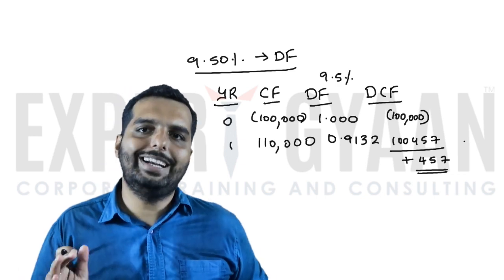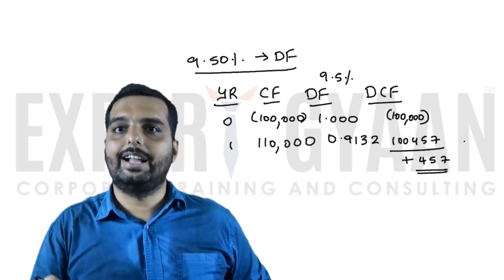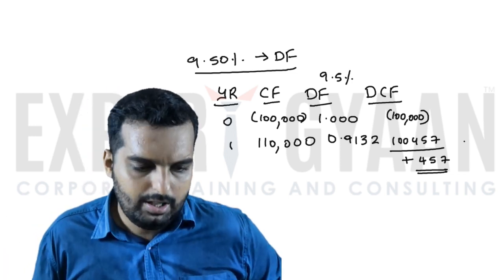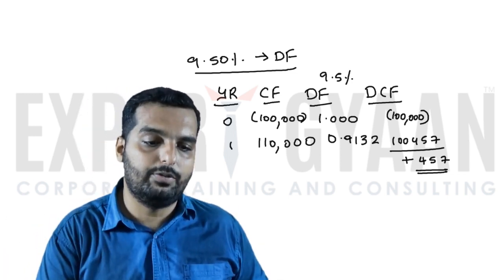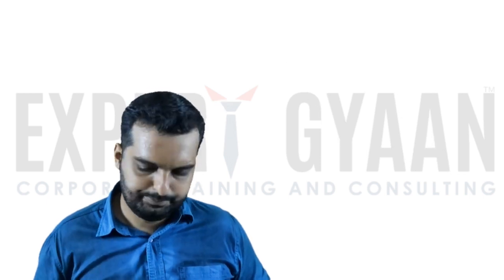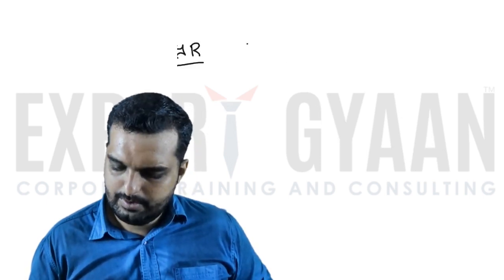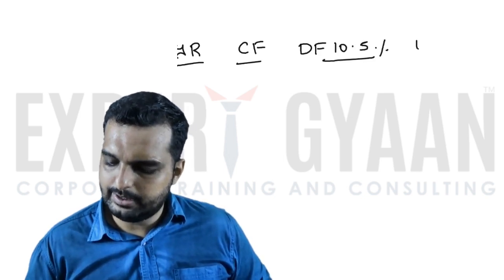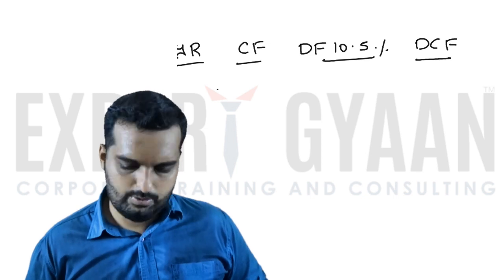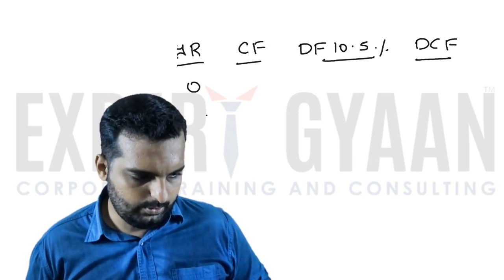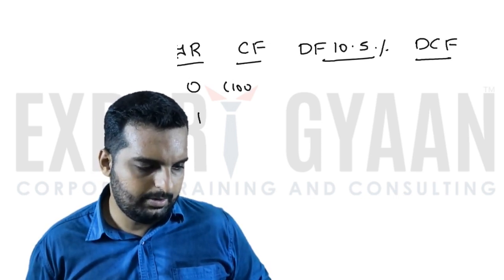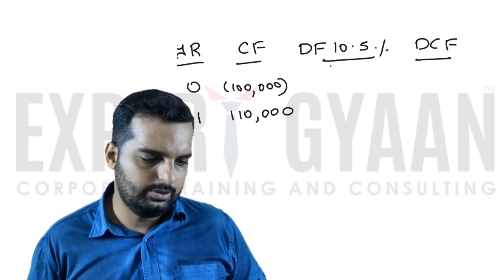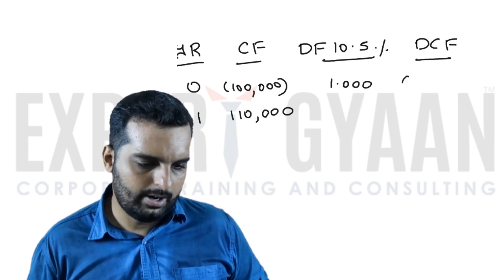So since I have already done for 9.5%, next I'm going to do the same thing for 10.5%. Alright, let us try doing the same thing for 10.5%. I'll take a fresh page. Year, cash flow, discount factor at 10.5%, discounted cash flow. Okay, so here I have year 0, year 1. Year 0 I am investing 1 lakh. Year 1 is 1,10,000. Here it will always turn out to be 1.